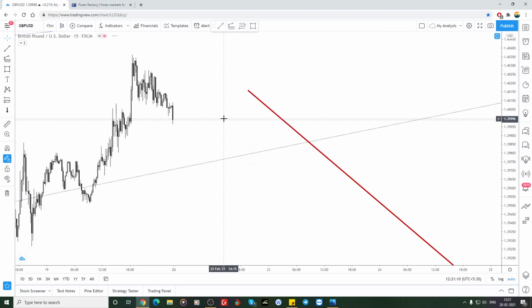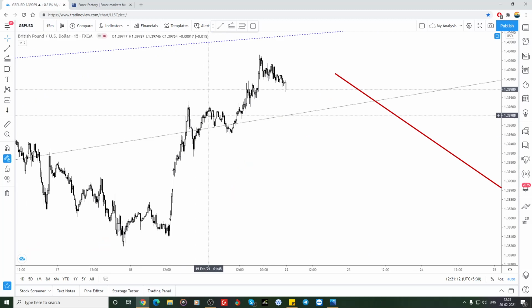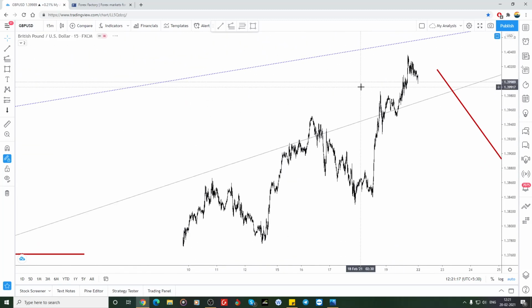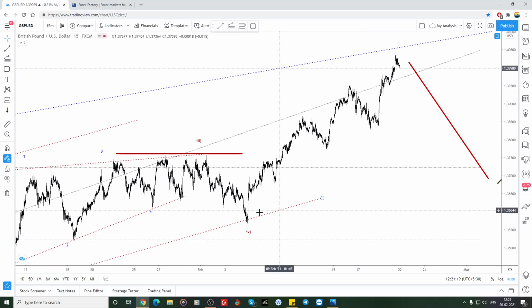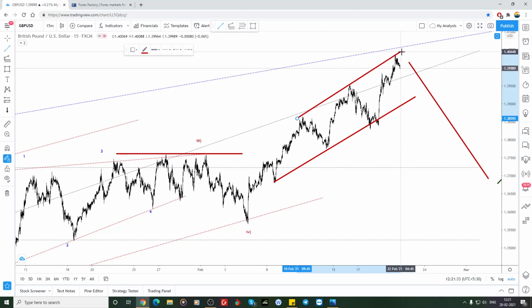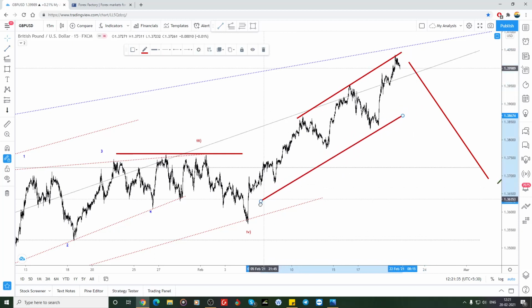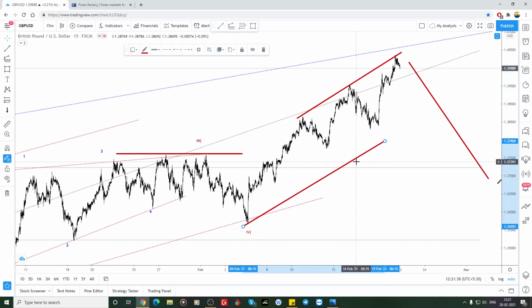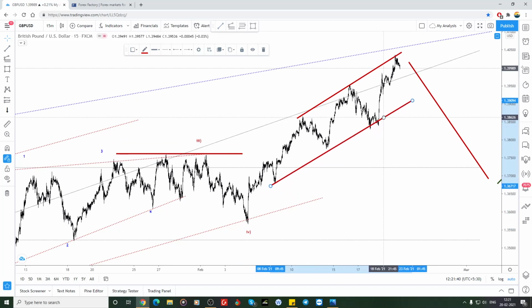Let's see in the 15-minute chart. Yes, 1, 2, 3, 4, and 5. So we are expecting the B wave. Again 1, 2, 3, 4, and 5. Yeah, perfect. So for the confirmation, once it breaks this channel trend line, yes, we can make this a channel trend line.